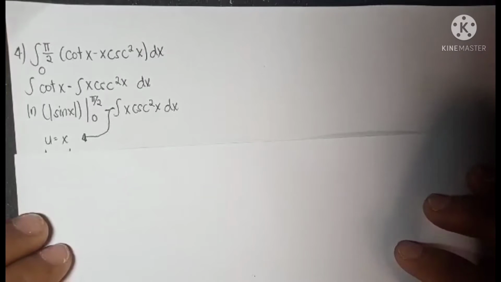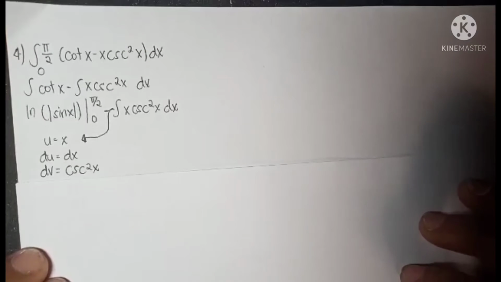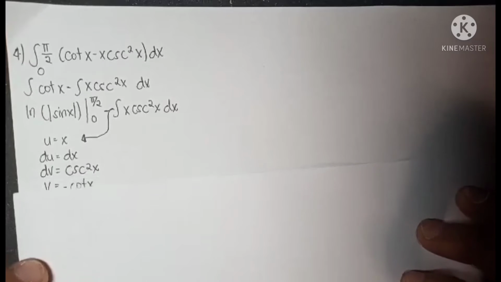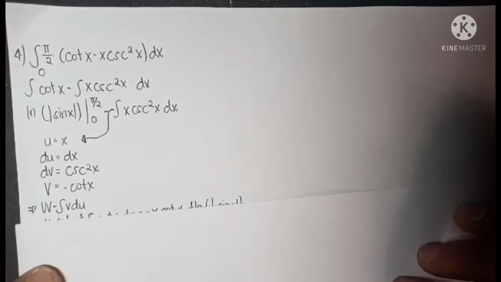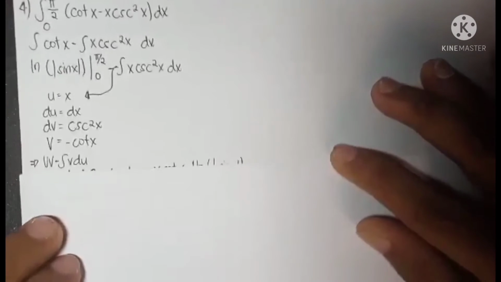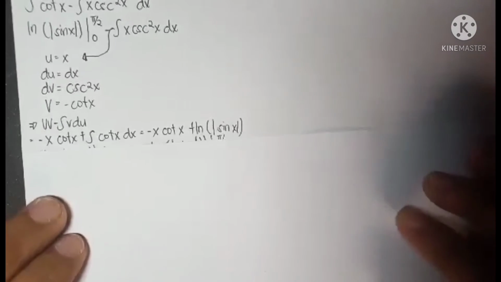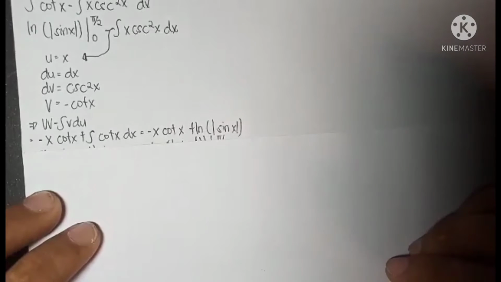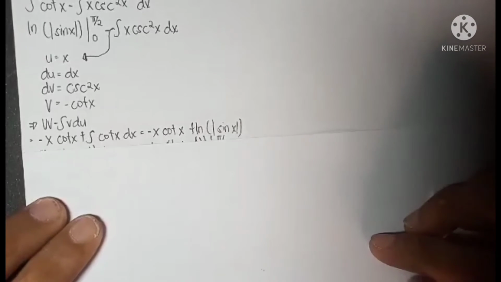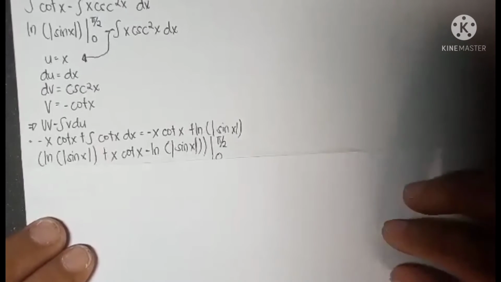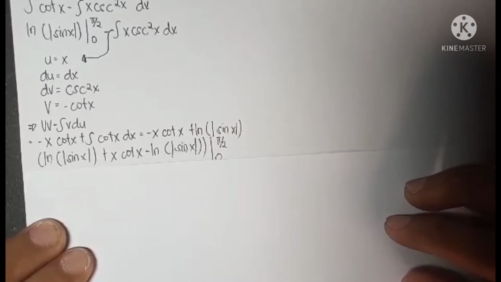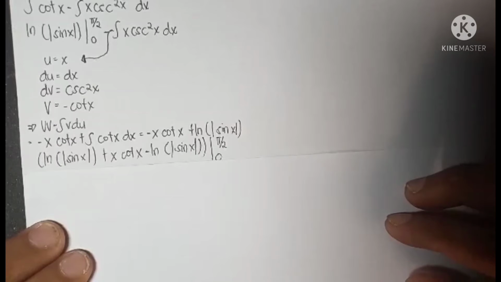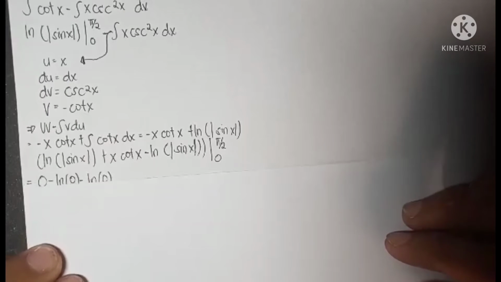In the integral of x cosecant squared x dx, we will use integration by parts wherein our u is x, our du is dx, and our dv is cosecant squared x, and our v is negative cotan x. So, uv minus the integral of v du. So, negative x cotan x plus the integral of cotan x dx is equal to negative x cotan x plus ln sin x. Ln sin x plus x cotan x minus ln sin x from 0 to pi over 2.